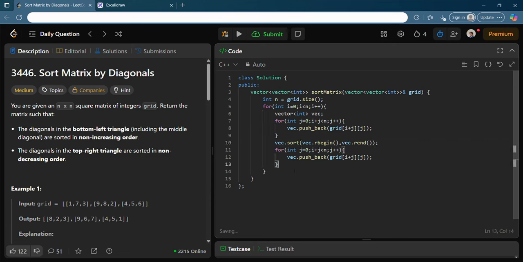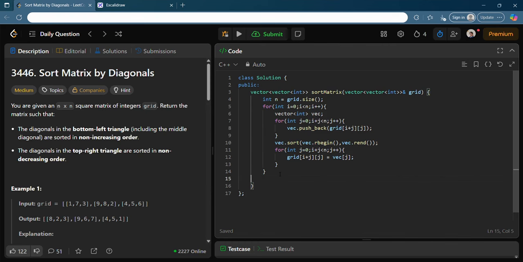Now what you need to do is replace all the elements of the grid at i plus those elements which you just sorted, replacing them by the vector at j. So whatever values you just sorted, you just put them back. It's quite simple and easy.